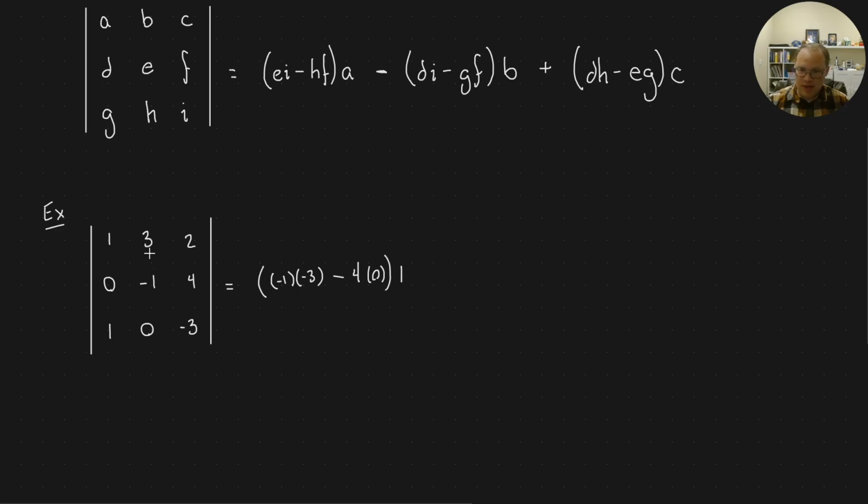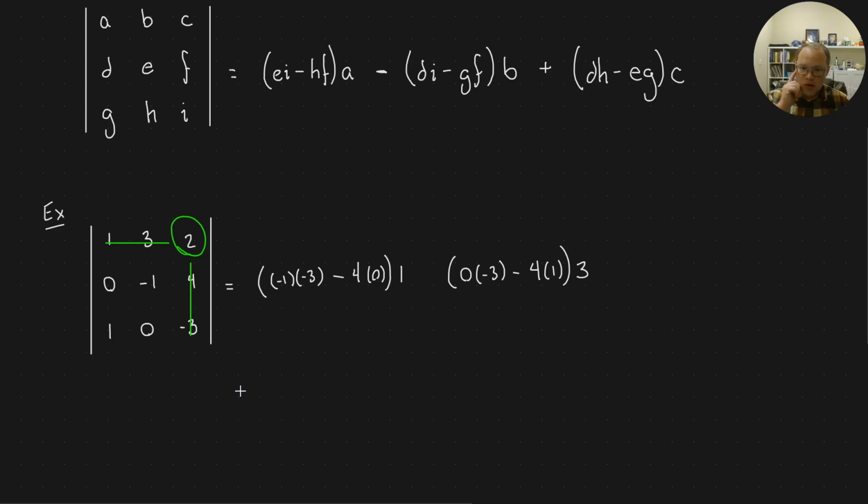Do the same thing for the next element. Okay? That leaves me with 0 times -3 minus 4 times 1. And I'm going to multiply by this number since that's the one I used to decide which row and column to cancel with. So multiply by 3. And then finally the 2 at the end.